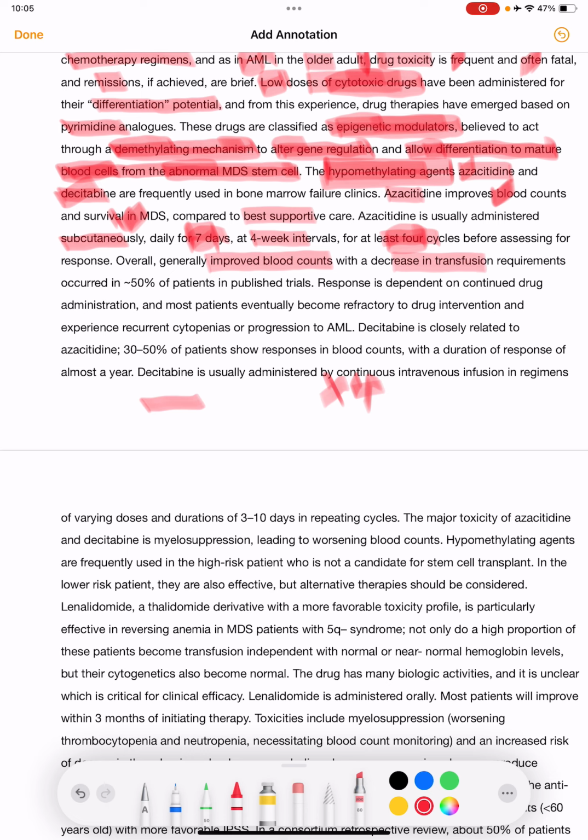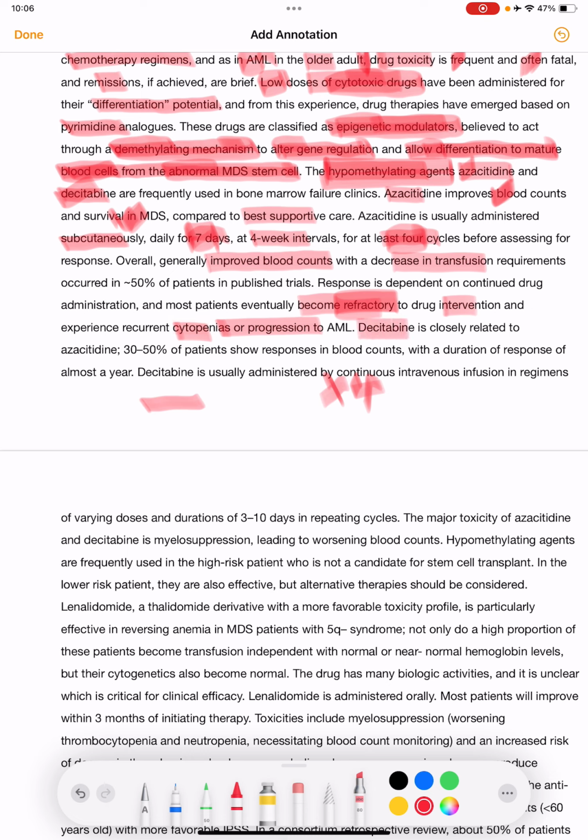Response is dependent on continued drug administration. If there is a drug interruption, patients become refractory to the drug. Most patients eventually become refractory to drug intervention and experience recurrent cytopenias or progression to AML.